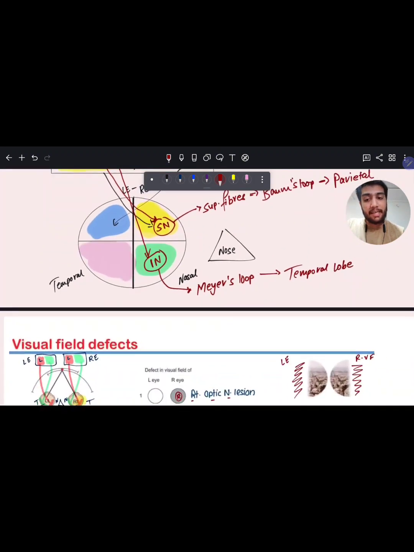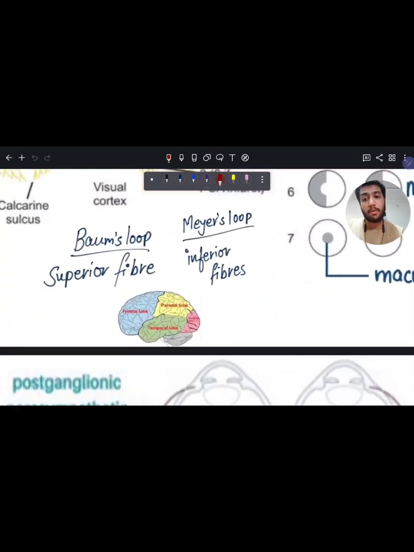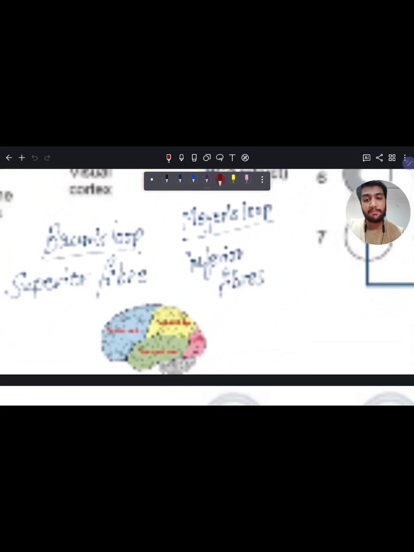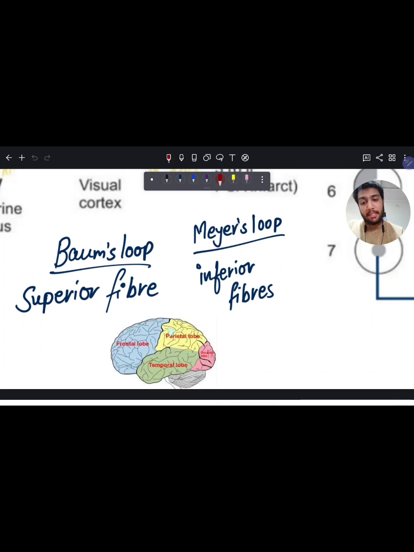और इसको आप है ना ब्रेन के एनाटॉमी के साथ भी कोरिलेट कर सकते हो. यहाँ पे देखो, पैराइटल लोब इज एनाटॉमिकली सुपीरियर, है ना, और बॉम्स लूप आर सुपीरियर फाइबर्स, तो जाएंगे पैराइटल लोब में. और टेम्पोरल लोब इज एनाटॉमिकली इंफीरियर, तो ऑब्वियसली जो इंफीरियर फाइबर्स है वो जाएंगे टेम्पोरल लोब में, और इंफीरियर फाइबर्स का नाम है मेयर्स लूप और सुपीरियर फाइबर्स का नाम है बॉम्स लूप.